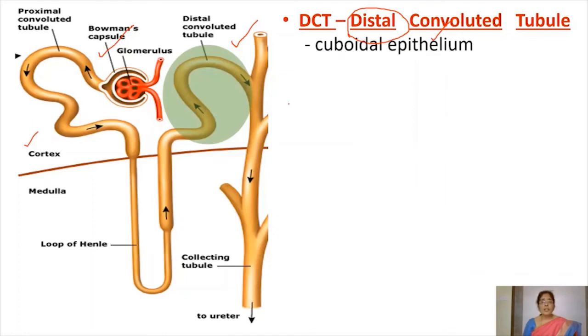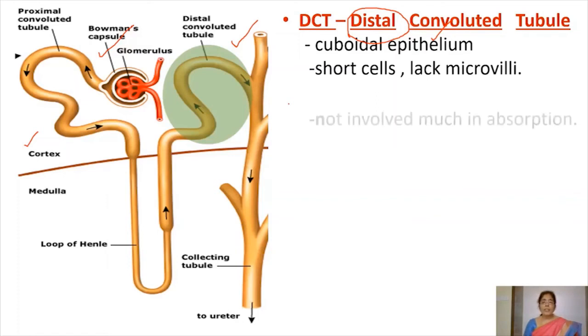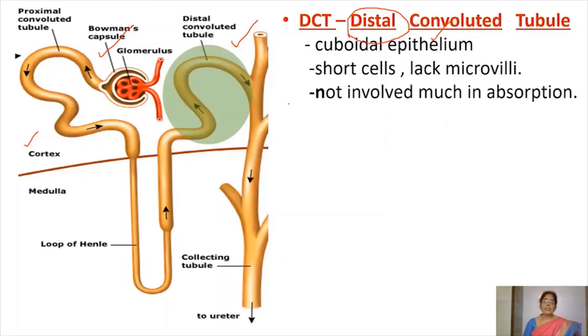And it is also internally lined by cuboidal epithelium. But the cells are short and they lack microvilli. Manam proximal convoluted tubule lo cuboidal epithelium ki brush border microvilli unnayani cheppukunnam. Kani ikkada distal convoluted tubule lo cuboidal epithelium unnapatiki daniki brush border ledu, ante microvilli ledu. అంటే అక్కడ మైక్రోవిల్లై సర్ఫేస్ ఏరియాని అబ్జార్ప్షన్ కి ఎక్కువ చేస్తున్నాయి. ఇక్కడ మైక్రోవిల్లై లేవు కాబట్టి we can say distal convoluted tubule is not involved much in absorption.